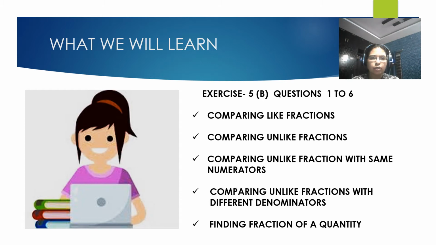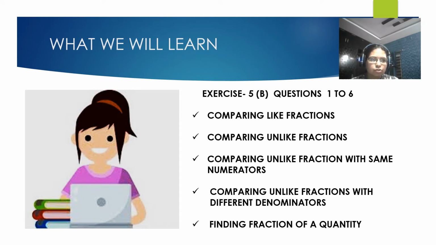What we will learn today? Today we will learn and solve exercise 5B, questions 1 to 6, and topics are comparing like fractions, comparing unlike fractions, comparing unlike fractions with same numerators, comparing unlike fractions with different denominators, and finding fraction of a quantity.